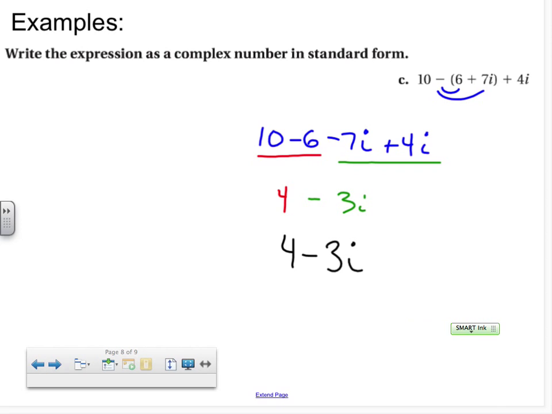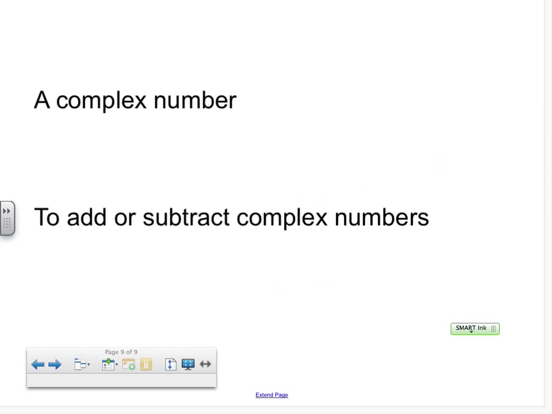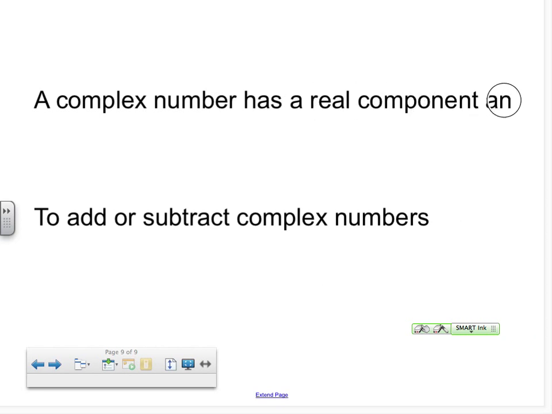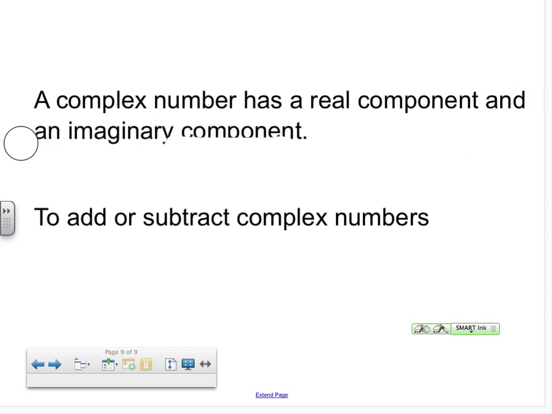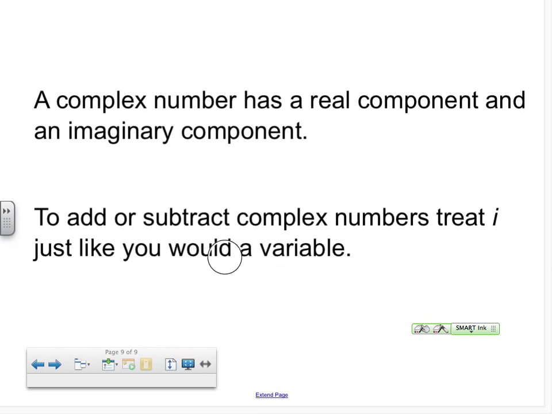So that's complex numbers. A complex number is a number that has a real component and an imaginary component. Your imaginary component is the square root of -1. And to add or subtract complex numbers, you'll just treat i just like you would a variable, even though it's not.